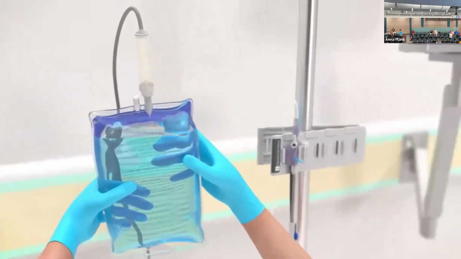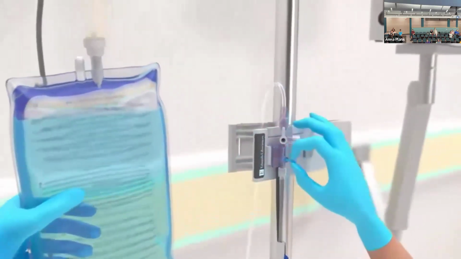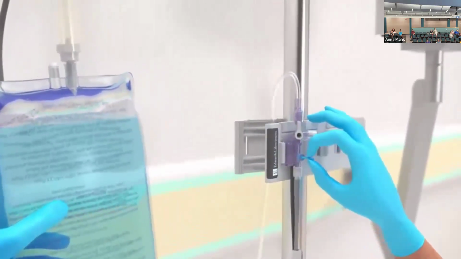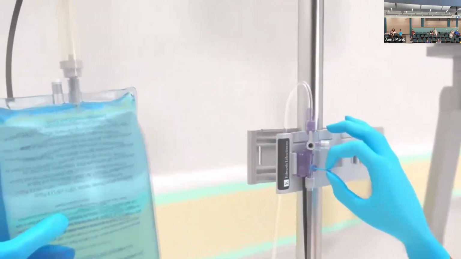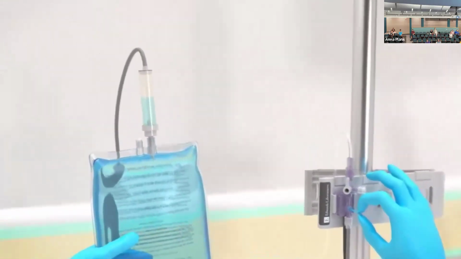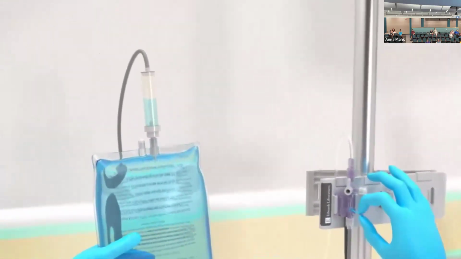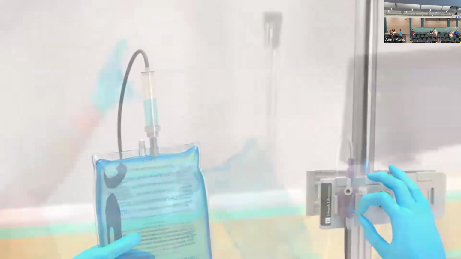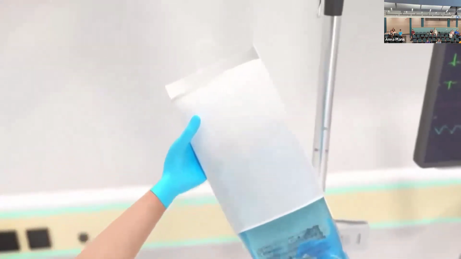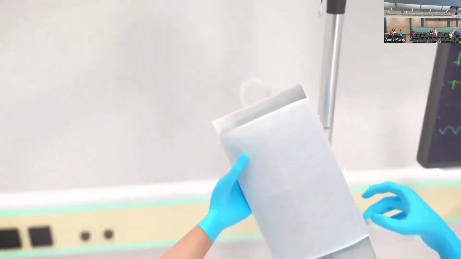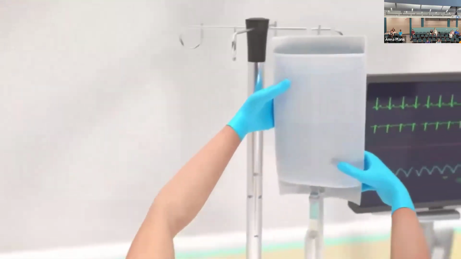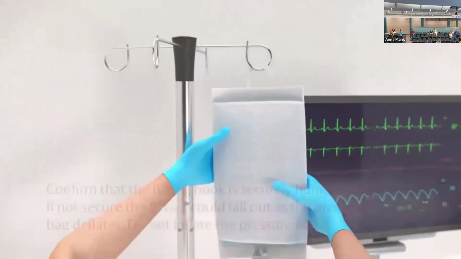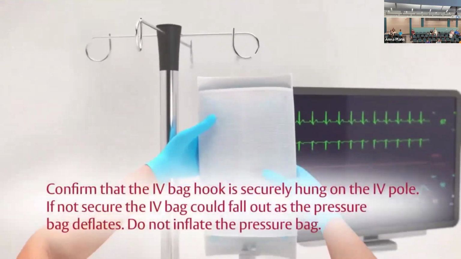While keeping the IV bag inverted, gently squeeze air out of the bag with one hand while pulling the snap tab flush device with the other hand until air is emptied from the IV bag and the drip chamber is filled at least halfway, or per institutional policy. Insert the IV bag into a pressure infuser bag and hang on an IV pole approximately 2 feet or 60 millimeters above the patient. Confirm that the IV bag hook is securely hung on the IV pole. If not secure, the IV bag could fall out as the pressure bag deflates. Do not inflate the pressure bag.